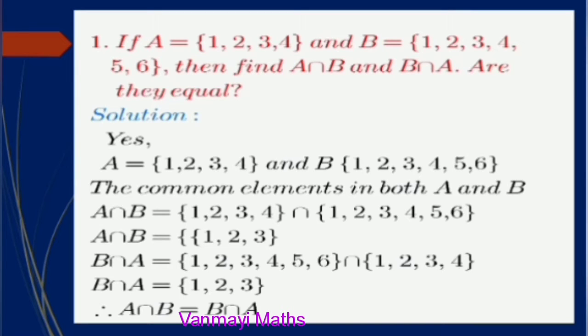So it means the common elements in both A and B. So A intersection B is equal to, we have to write the common elements in both the sets. So 1, 2, 3 are the common elements. In the same way, for B intersection A also the common elements are 1, 2, 3. From this we can say that A intersection B is equal to B intersection A. So they are equal sets.